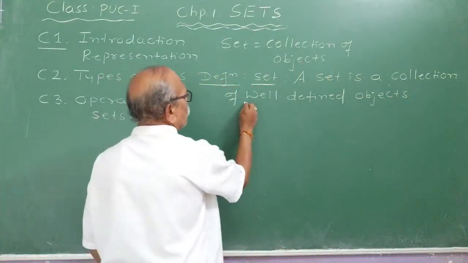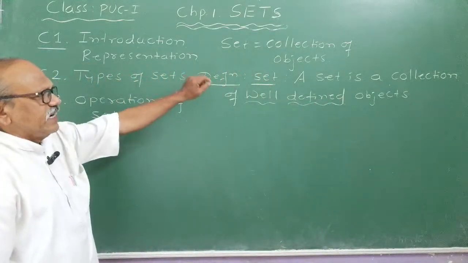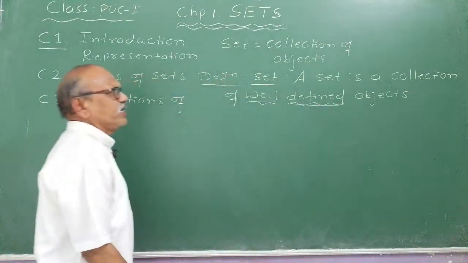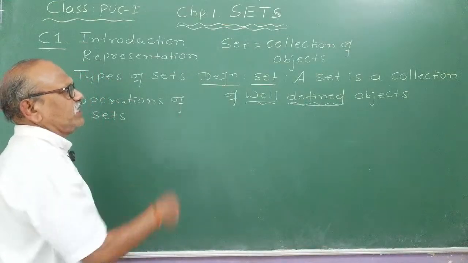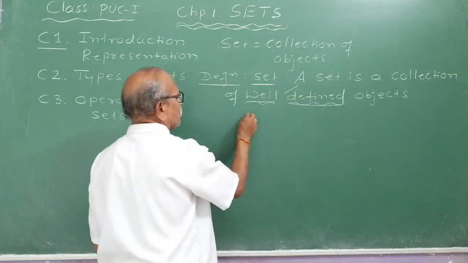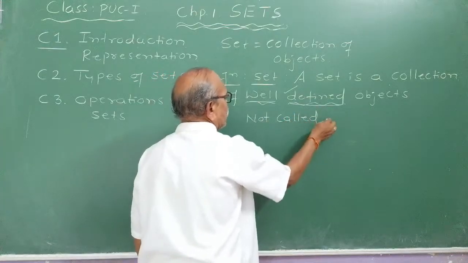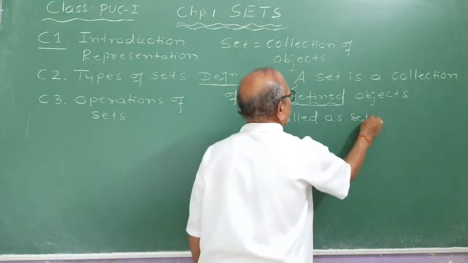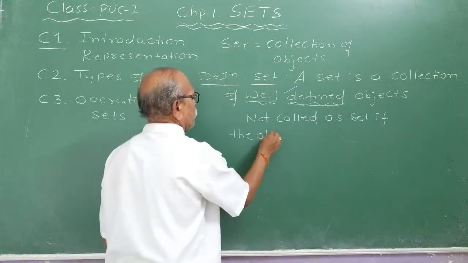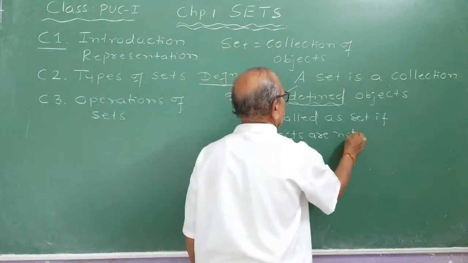What is the meaning of well-defined? It means the elements of that set should be well-defined, meaningful. They should fit into that. If the objects are not well-defined, then it is not called a set. First of all, you have to understand this.